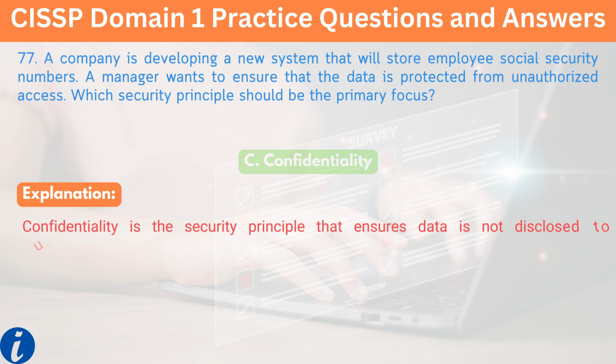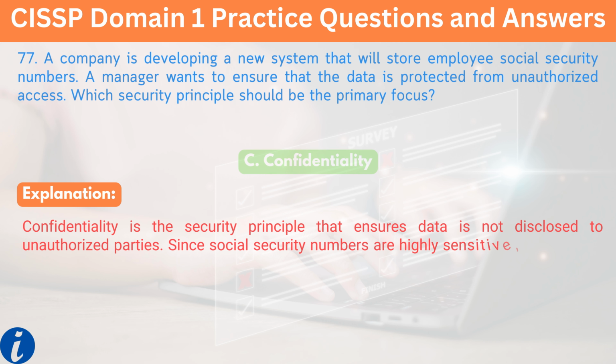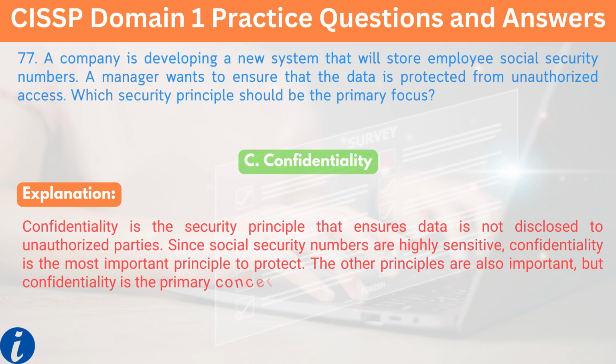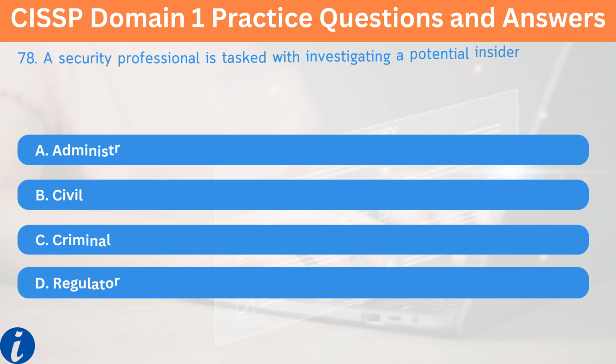Confidentiality. Explanation. Confidentiality is the security principle that ensures data is not disclosed to unauthorized parties. Since social security numbers are highly sensitive, confidentiality is the most important principle to protect. The other principles are also important, but confidentiality is the primary concern for this type of data.